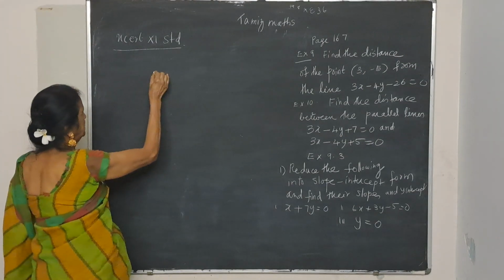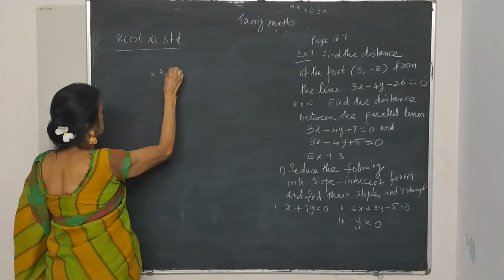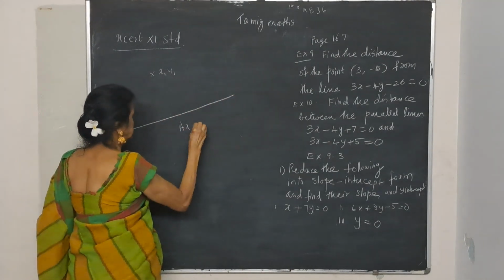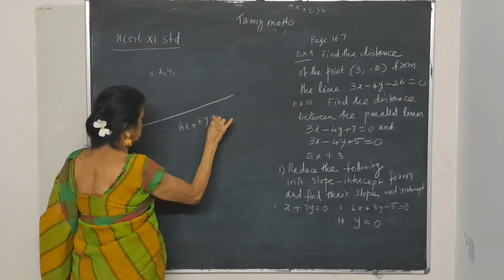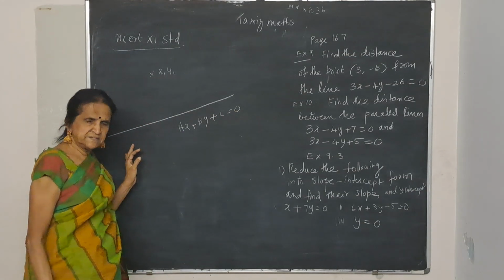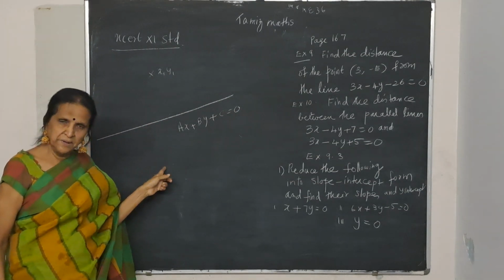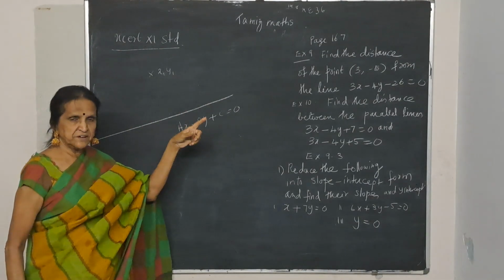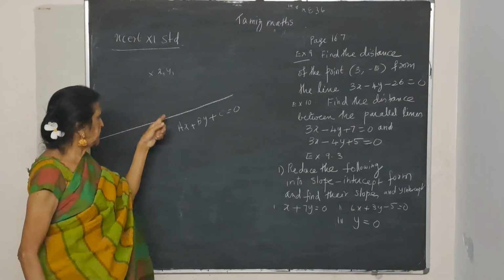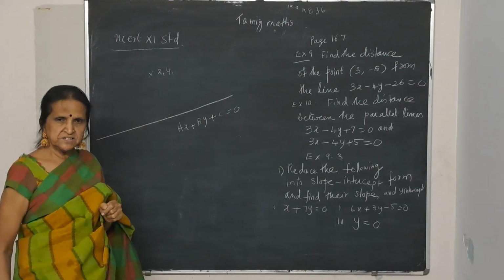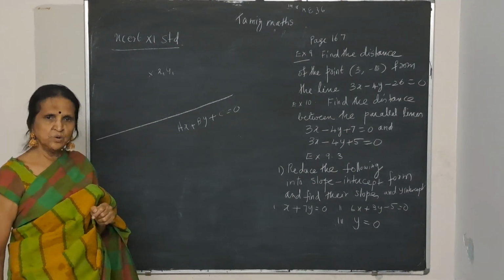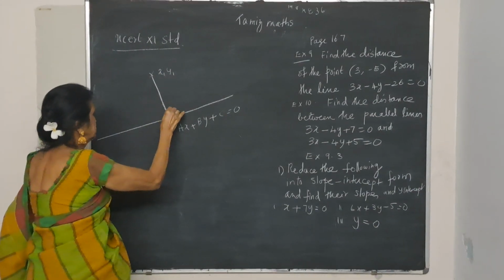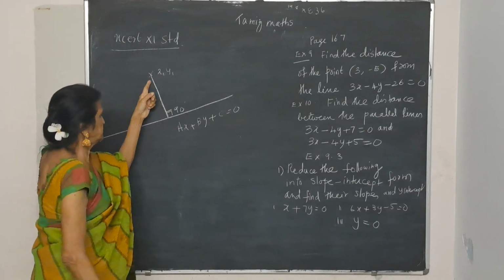Now let me say I have a point (x1, y1) and I have a line. The line is ax plus by plus c equal to 0. Distance from a point to a line means it is always the perpendicular distance. All the other distances will be different from here to here, here to here, but the perpendicular distance will be a constant. So the distance from a point to a line is always its perpendicular distance. This is 90 degrees. This is called the distance from a point to a line.